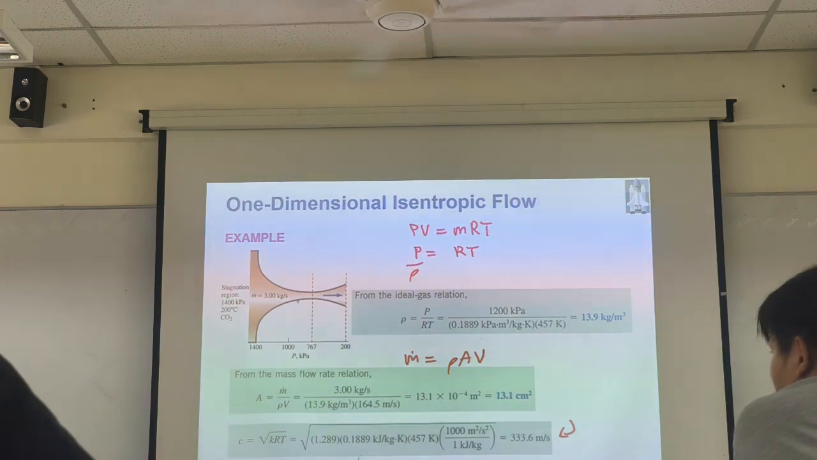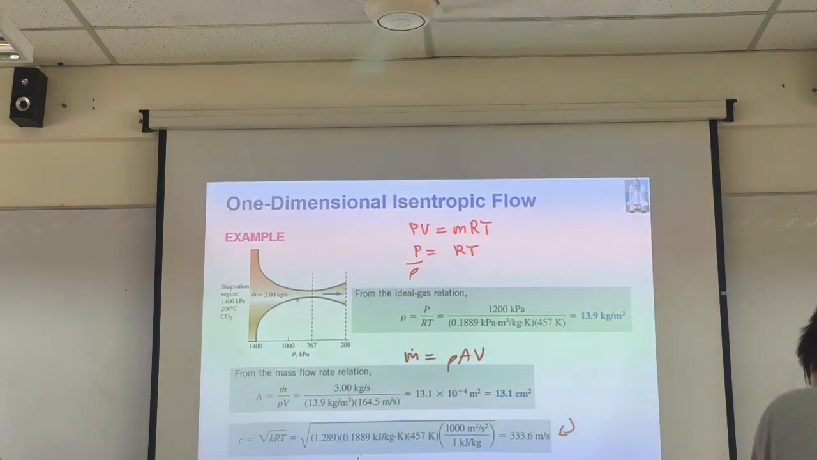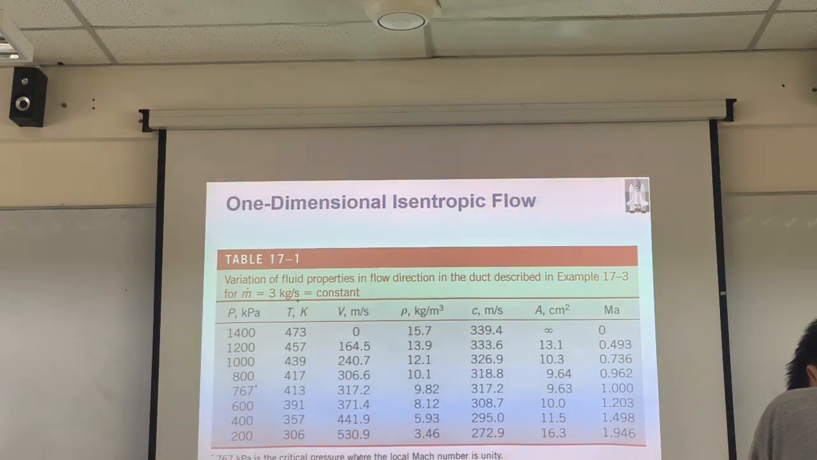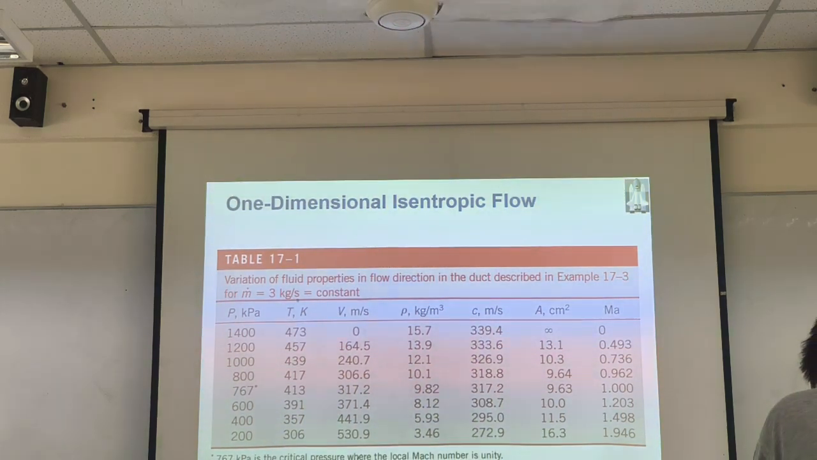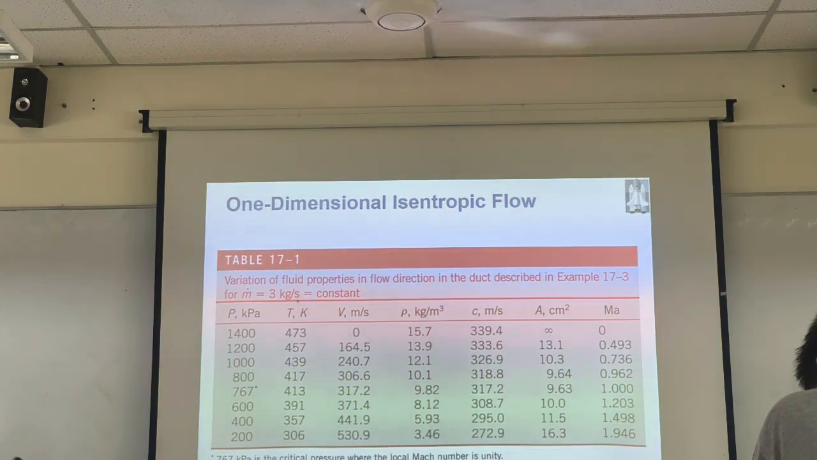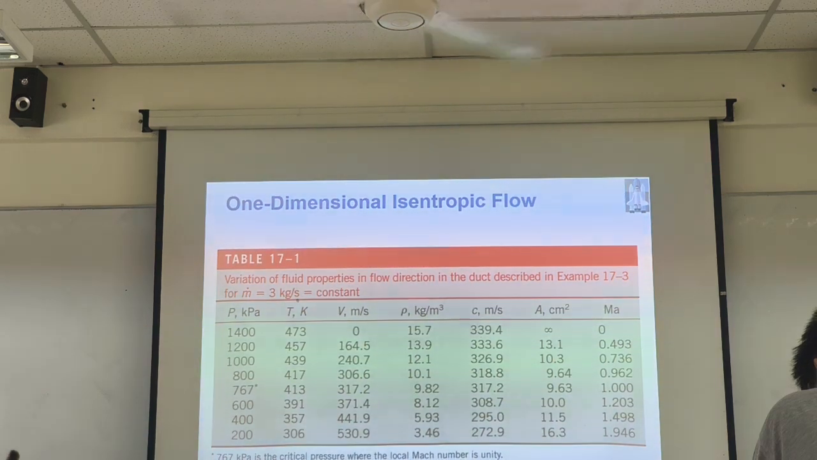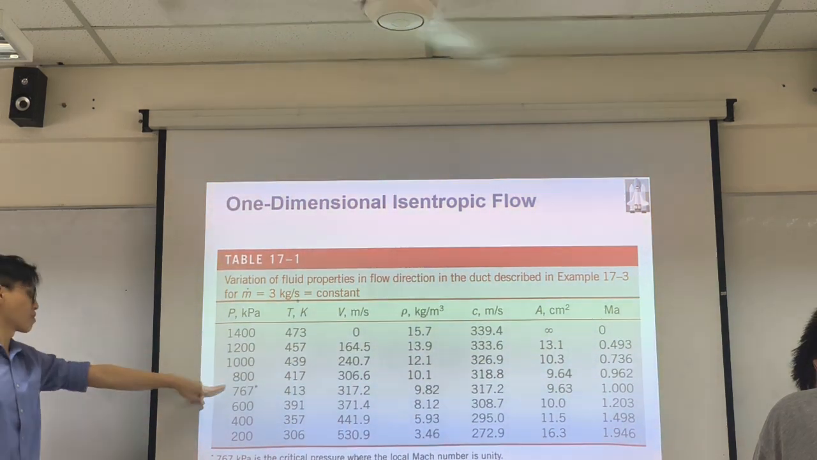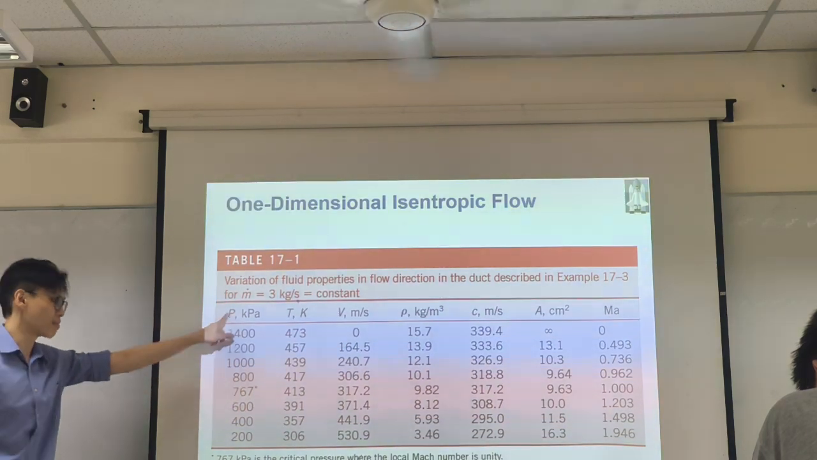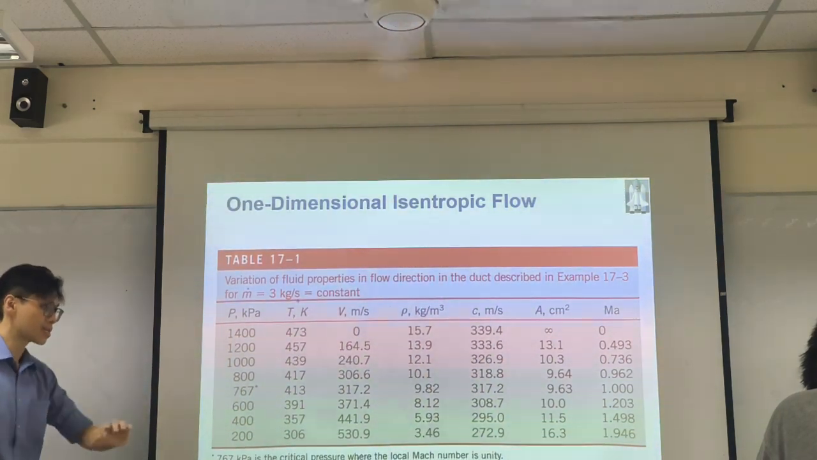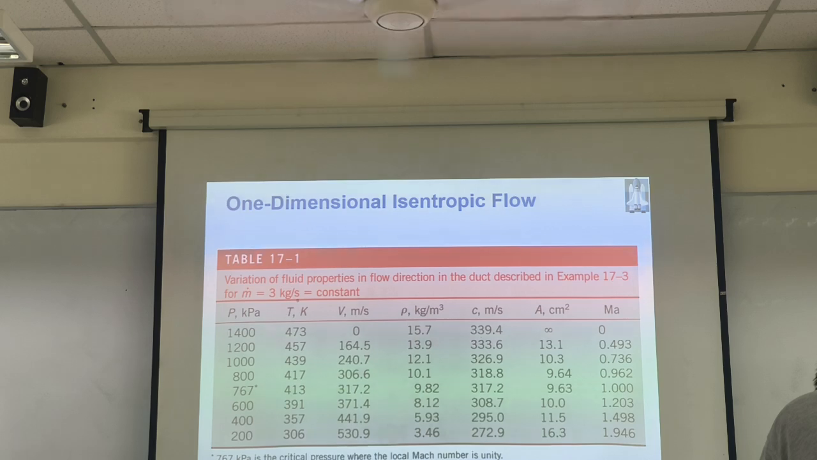If you repeat all of these calculations for each of them, this will be what you see in this graph, which shows you the values for each point. But of course, we still have one point here. We put an asterisk at 767 kilopascal, and it says that this is the critical pressure where the local Mach number is 1. What is this one?